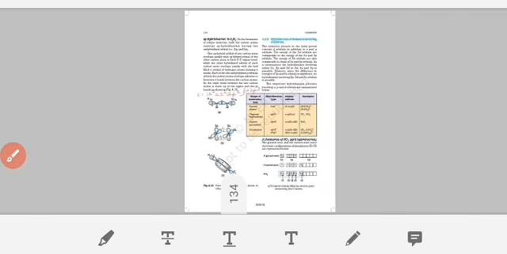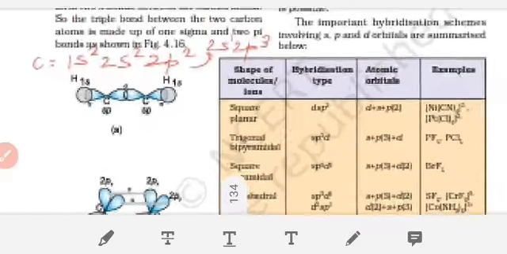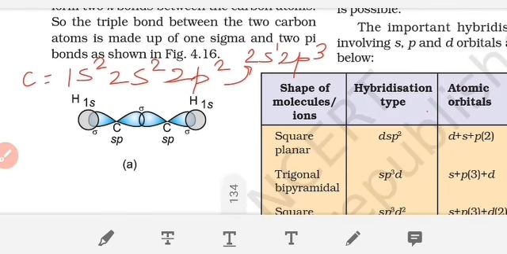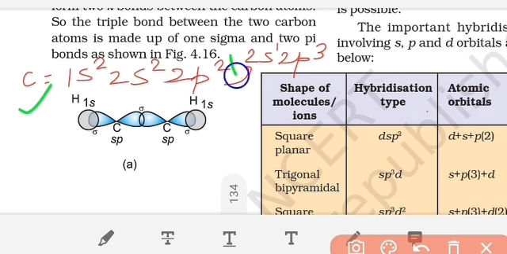Next, let us discuss sp hybridization in the ethyne molecule. Again, in the ethyne molecule, carbon atom is the central atom. The ground state configuration is 1s2, 2s2, 2p2. In the excited state, one s electron will go to the p subshell, and hence the excited state configuration becomes 2s1 2p3. Now after that, only one s orbital and only one p orbital undergo hybridization, and these orient at an angle of 180 degrees to each other.